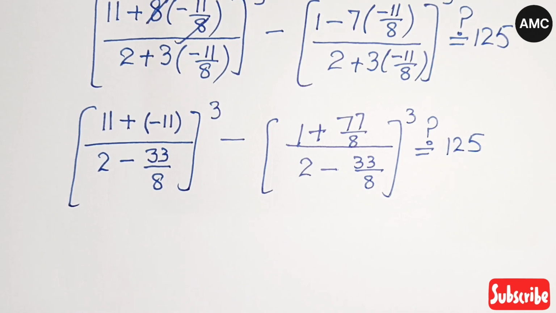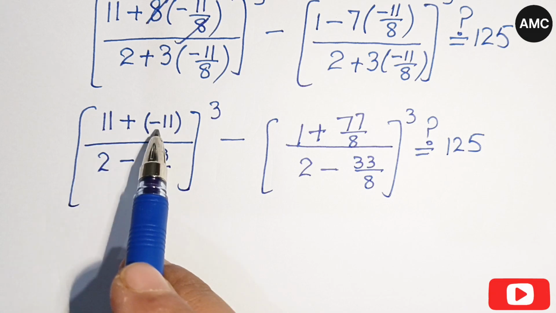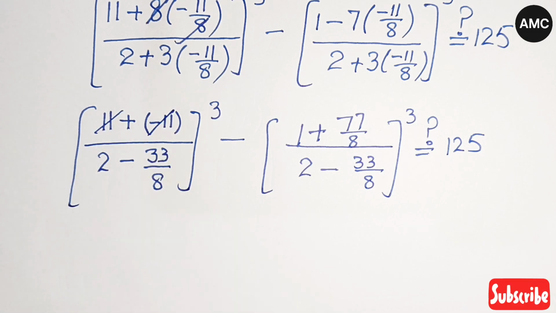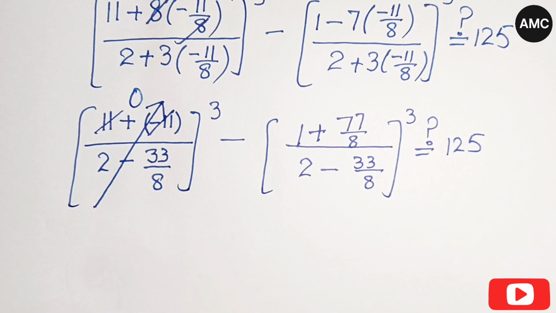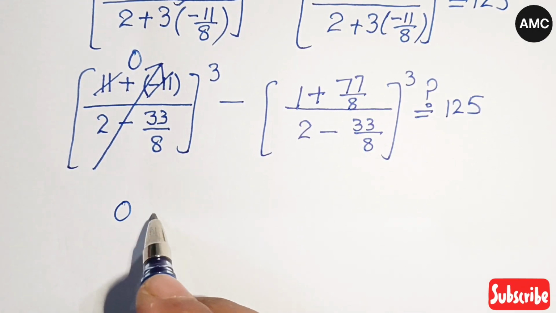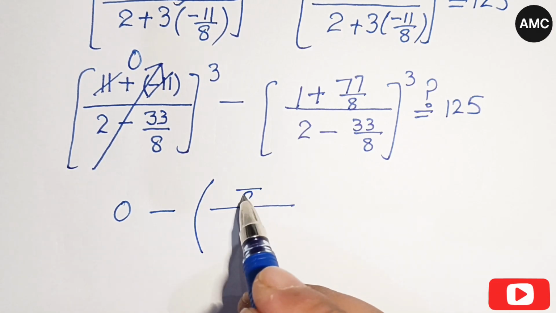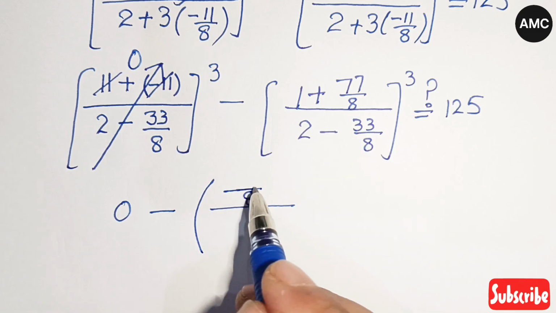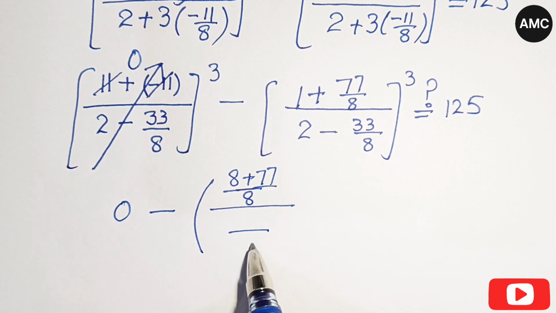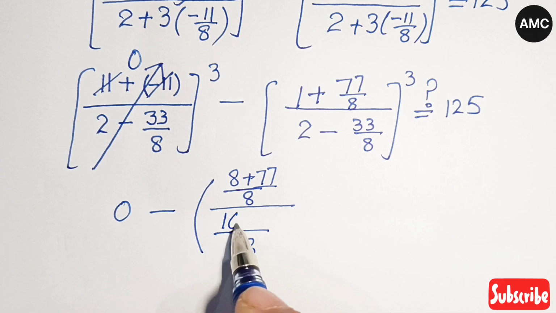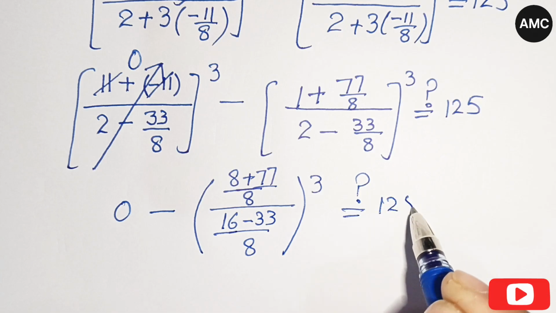Now, if we see the first term here in numerator, 11 plus times minus is minus 11. So plus 11 minus 11 will be 0. Here we get 0. It will be cancelled. So this whole term is equal to 0. Now, here 0 minus, if we just take 8 as least common multiple, we get 8 times 1 is 8 plus 77 all over 8. Here we have 8 as least common multiple, 8 times 2 is 16 minus 33 whole cubed. Is it equal to 125?